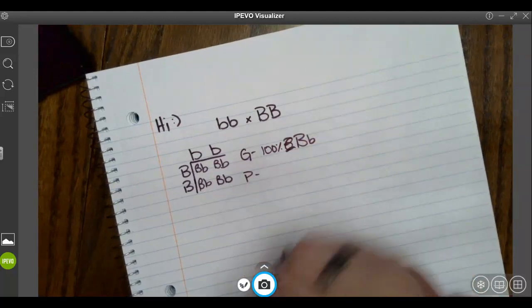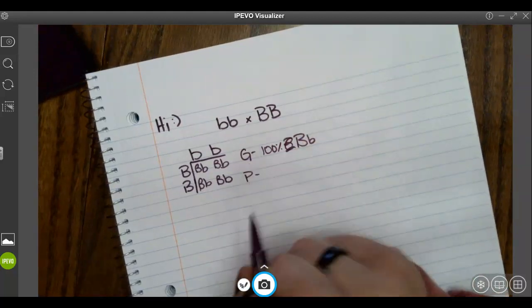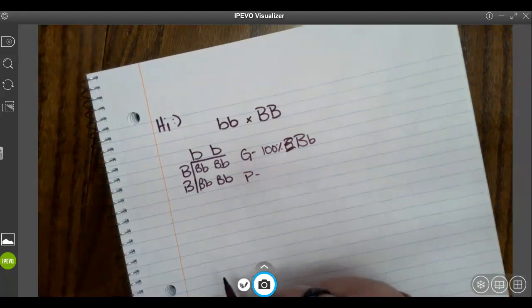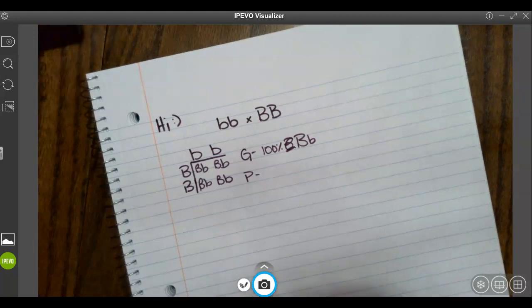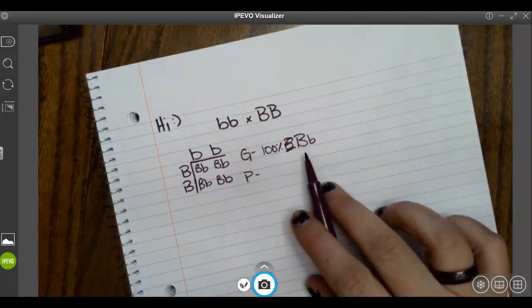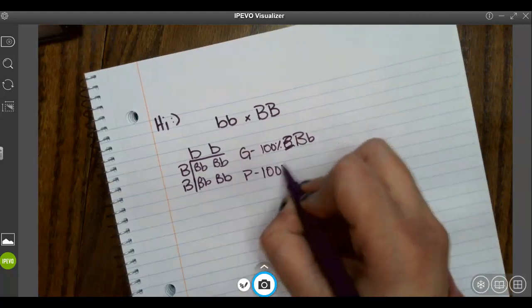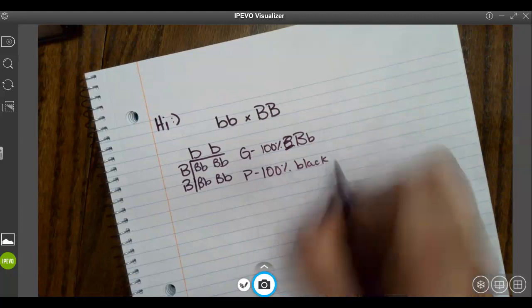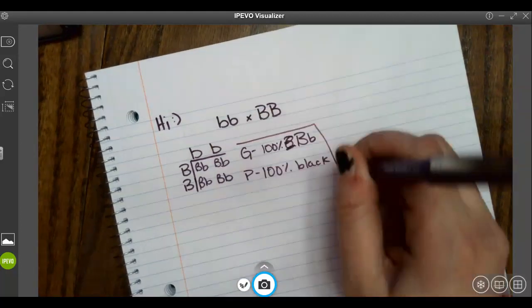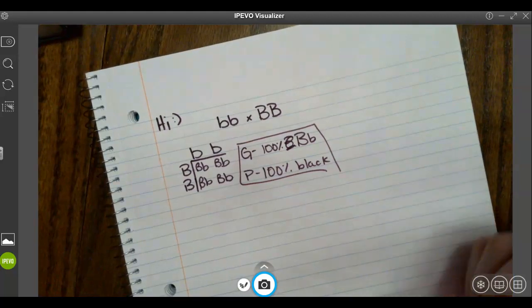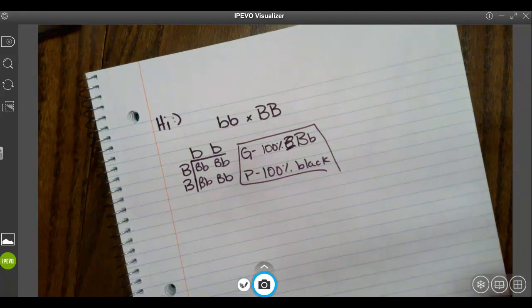And for our phenotypic percentage, remember we said that capital B was black. And if you have the dominant allele, you show the dominant allele. All four of the babies do, so all of them will be black. And so your answer for this question is that right there, because I want you to report the genotypic and phenotypic frequencies. Okay, so let's look at the next one.